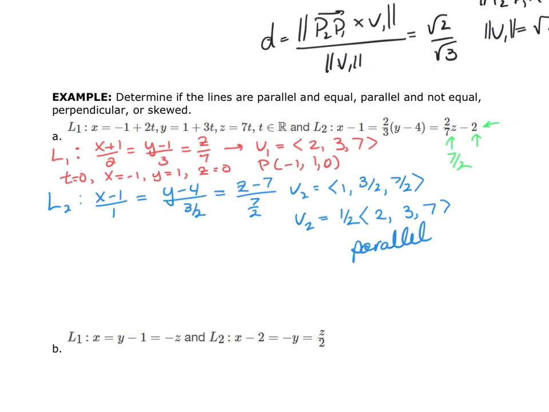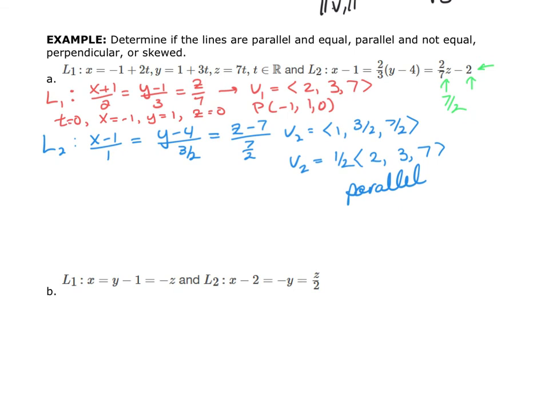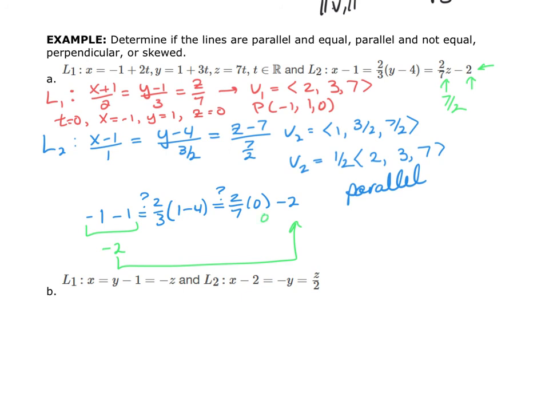So now I need to check whether or not that satisfies my other set of equations for my line. So if I put in negative 1 minus 1, does that equal 2/3 times 1 minus 4? And then does that also equal, at the same time, 2/7 multiplied by 0 and then minus 2? Well, this gives me a negative 2, so that tells me that these two are equal, because 2 times 0 is 0, and then 0 minus 2 is negative 2. So now I just have to check to see if that gives me negative 2. So 1 minus 4 is negative 3. Negative 3 times 2/3 is negative 2. Oh, so that point, which happens to be on my first line, is also on my second line. So that tells me that they're parallel and equal.